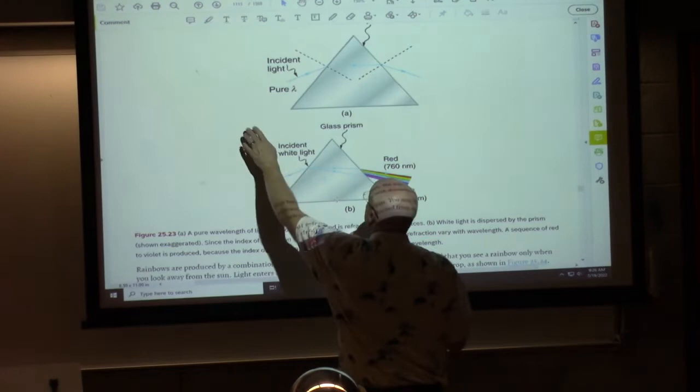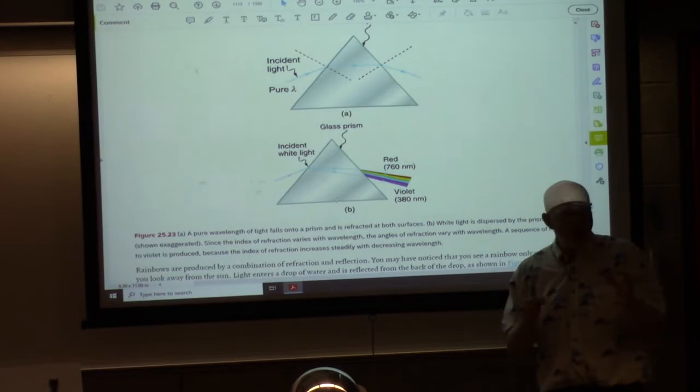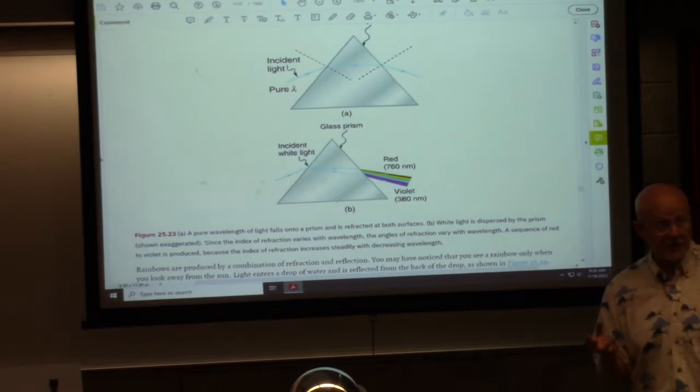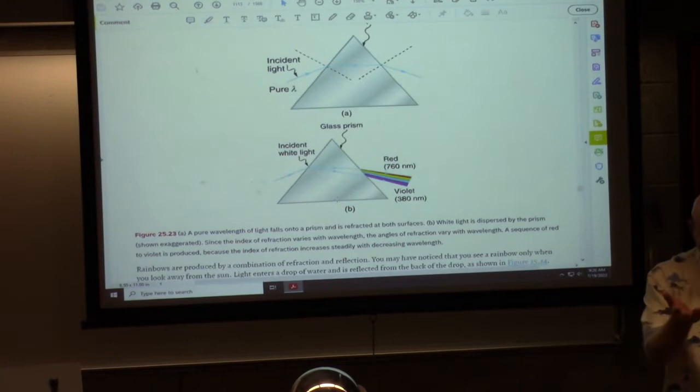Here's the light coming in, here's where it bends, and here's it bending again. If you don't know what color it is, you might just take the average effect and say, okay, let's just say this is that flint glass prism. Since I happen to have a flint glass prism here in a second, I'll show you. But 1.66, we can calculate that. How much does the light actually bend?